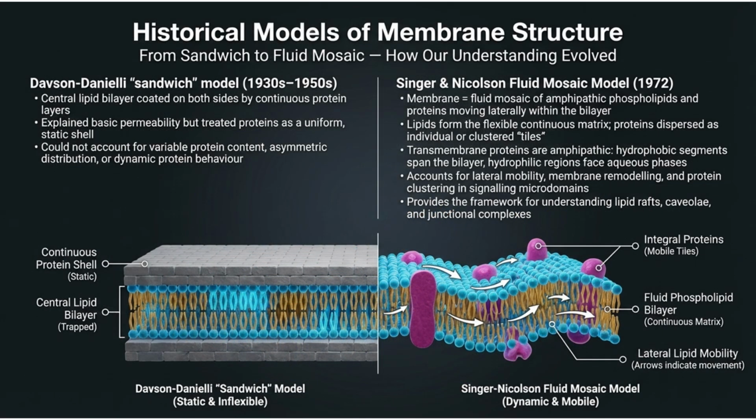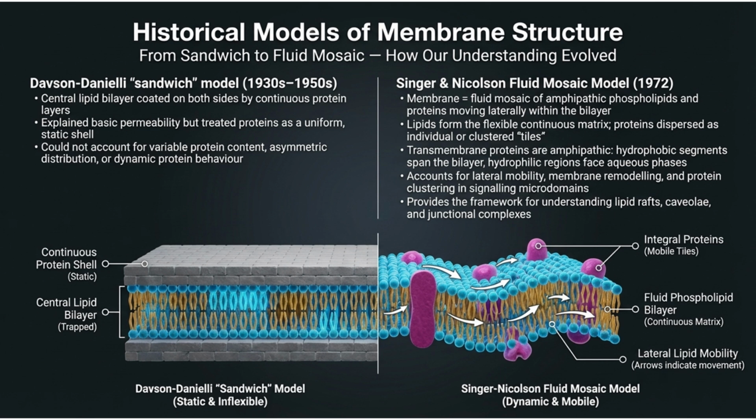Every scientific model is a best attempt to explain what we can observe, and the history of how we came to understand membrane structure is a wonderful illustration of how models evolve when new evidence demands it. The story begins in the 1930s and 40s with what became known as the Davison-Danieli sandwich model. Davison and Danieli proposed that the membrane consisted of a central lipid bilayer coated on both surfaces by continuous, uniform layers of protein, much like two slices of bread enclosing a lipid filling. It was an elegant starting point, and it did explain the basic permeability properties of membranes reasonably well.